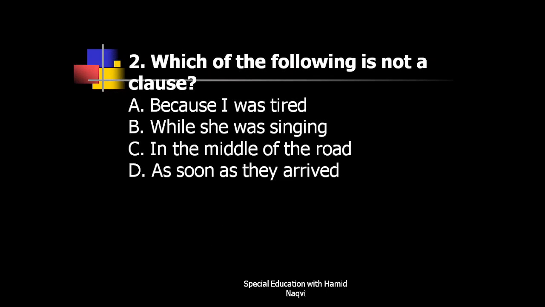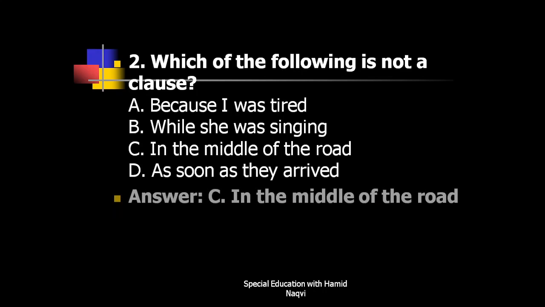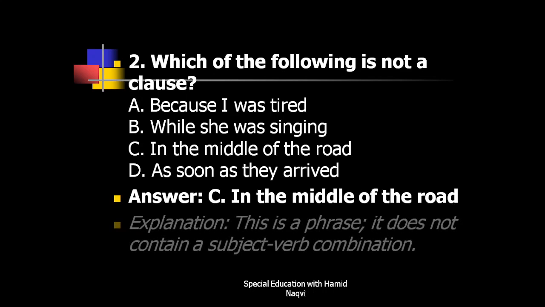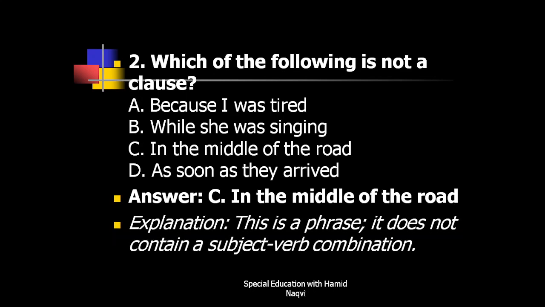Then, which of the following is not a clause? Because I was tired, while she was singing, in the middle of the road, as soon as they arrived. Remember the difference between a clause and a phrase? So the answer would be C, in the middle of the road. Why is it not a clause? It is not a clause because it does not contain a subject-verb combination. There is no subject-verb combination here. So it is a phrase.